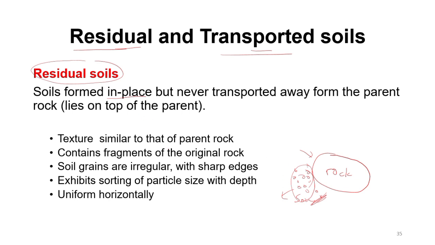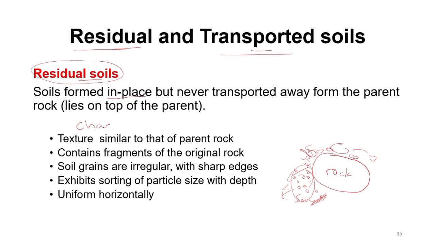Residual soil. So residual soils are the layer of soils that form directly from weathering and decomposition of underlying parent rocks in their original location. So they do not move, they are not being transported. They also lie on top of the parent rock, or around the parent rock. They are never transported. These soils are termed as residual soils.